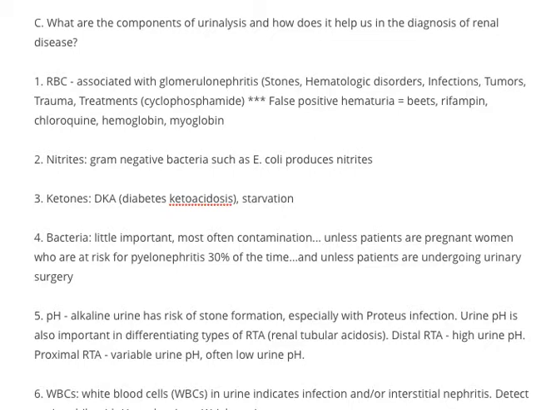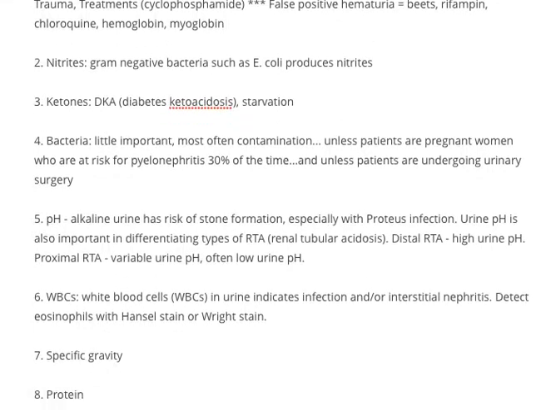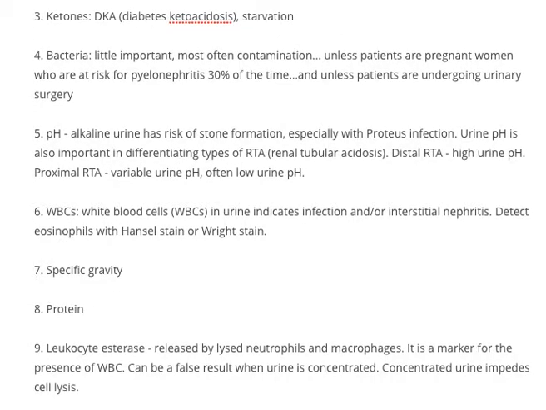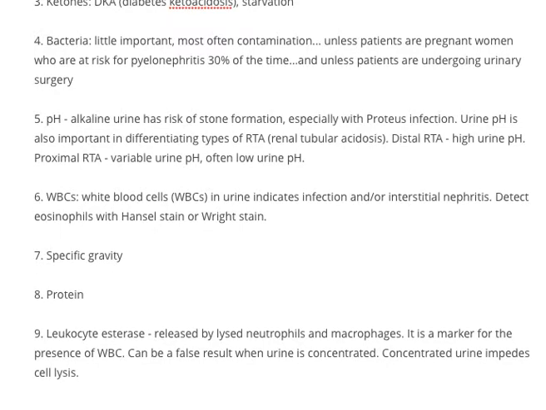Another component of the urinalysis that we should look at is the nitrate. Gram-negative bacteria such as E. coli or other types of enterococci will produce nitrates. We should also look at ketones, and ketones are usually positive when the patient has diabetic ketoacidosis or when the patient is in starvation.